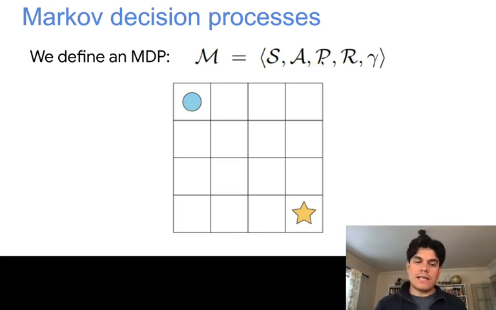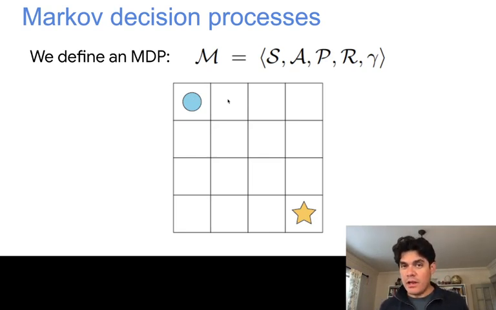P is a function that takes in a state and an action and returns a distribution over next states. So this basically quantifies the dynamics of the environment. So for instance, if the agent is here and takes the right action, P will say that in deterministic systems, it will end up in this cell to the right with probability 1.